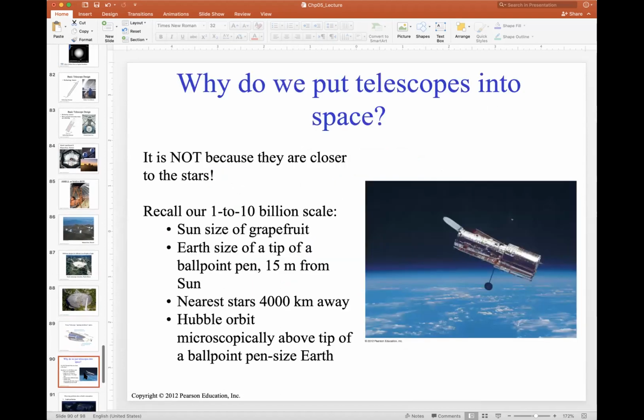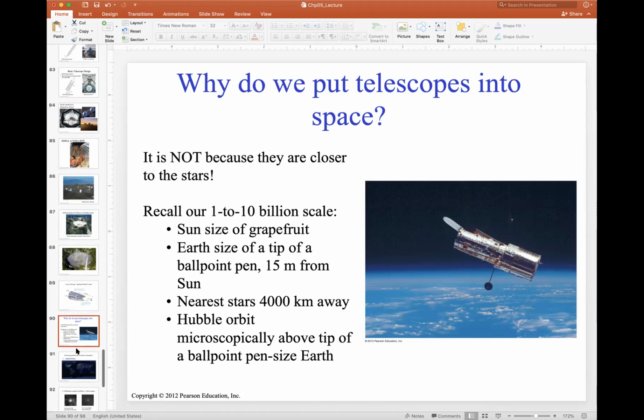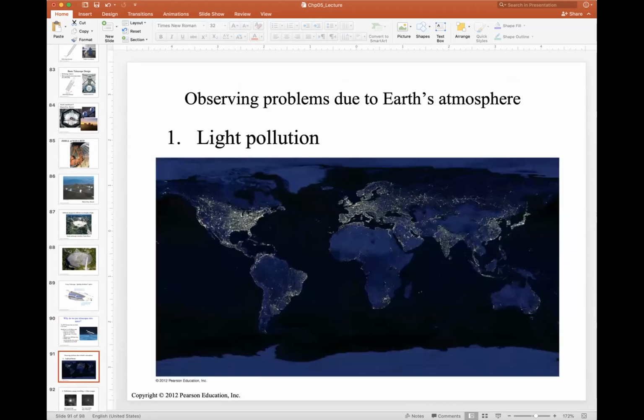So why do we put telescopes in space? There are different reasons for it, and it's not because they're closer to the sun. They're just a few kilometers above our atmosphere, and compared to the distance between the sun and Earth and the rest of the solar system, a few kilometers is nothing. We primarily put them there because of light pollution. There's a huge amount of light pollution on Earth, which doesn't let us do our job the best.